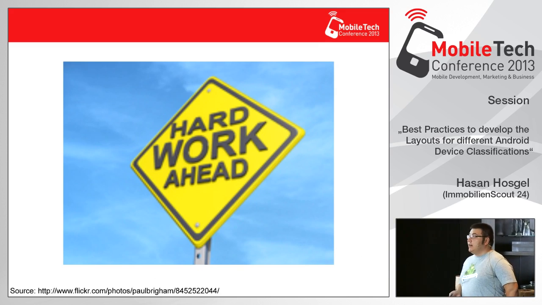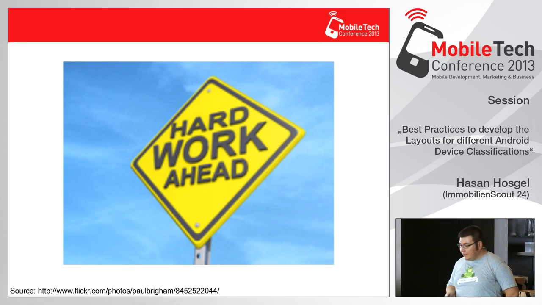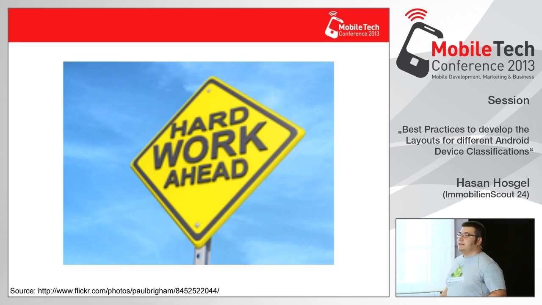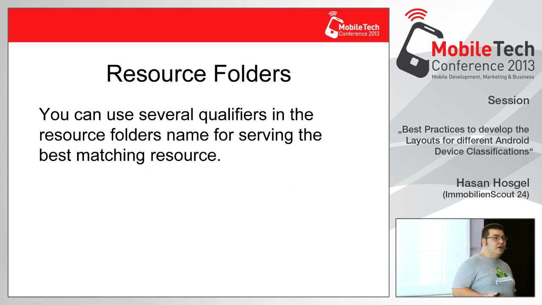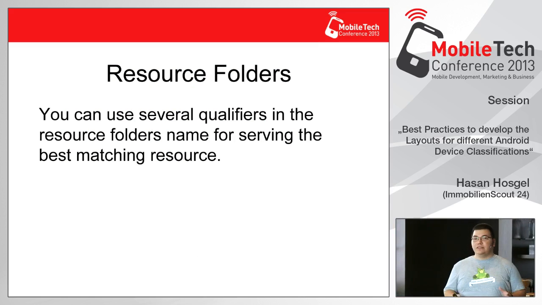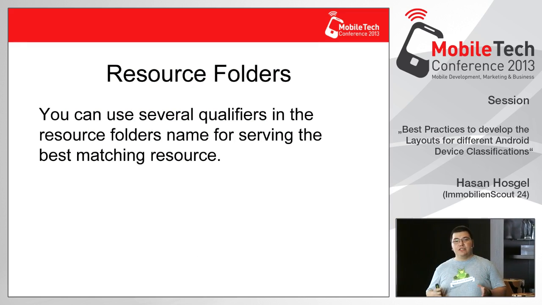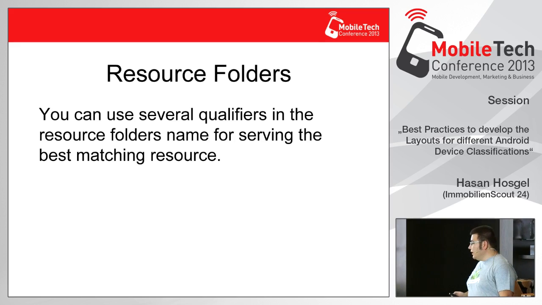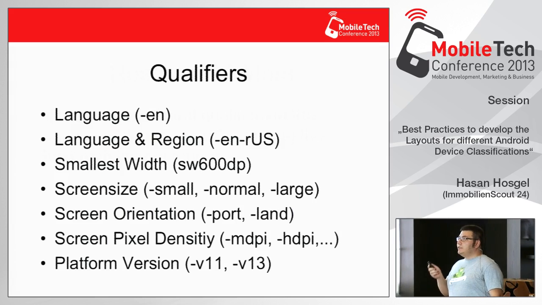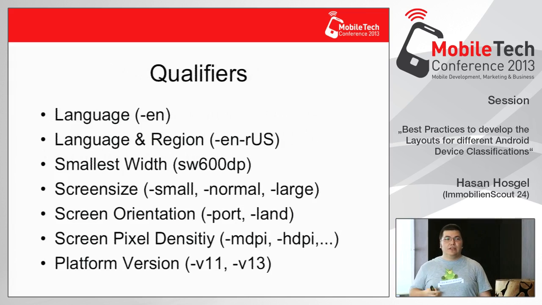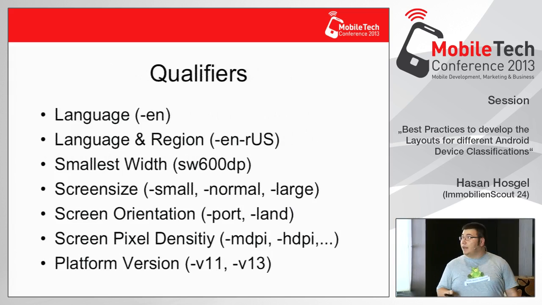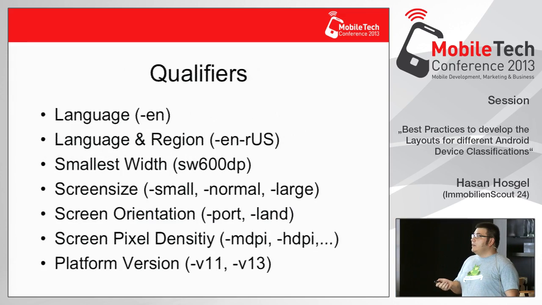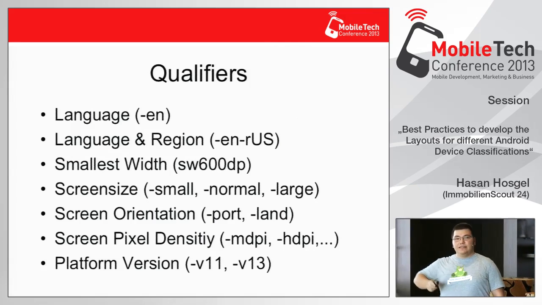And here starts the hard work for the developers. Let us first look at the basics of the resources. We have resource folders, and you can use several qualifiers for the folders, for serving the best matching resource for the user. There are some qualifiers. That's not the whole list of the qualifiers which you can use. There are many more, like docking station, for example, or if it's day or night. And that's, like I said, the main ones. At first, you have the language. You can use the region, but there's a pitfall in the region.